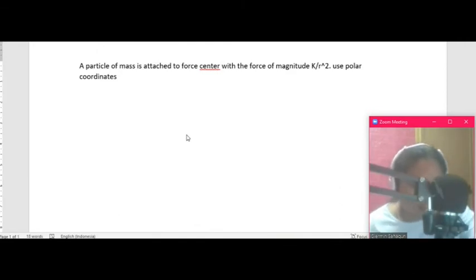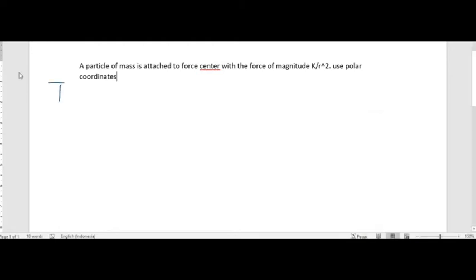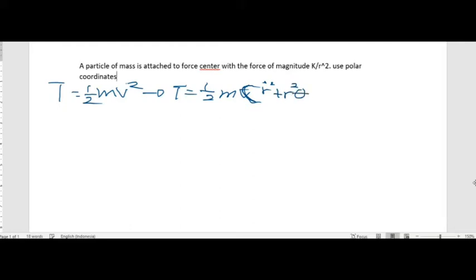The kinetic energy would be T is equal to 1/2 m v squared. But since we want the polar coordinate, v squared is equivalent to r dot squared plus r squared theta dot squared. And then we need to find the potential energy.